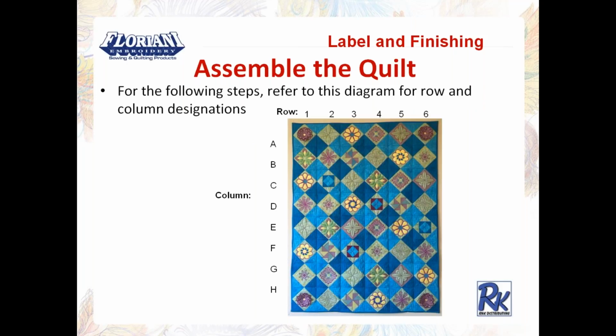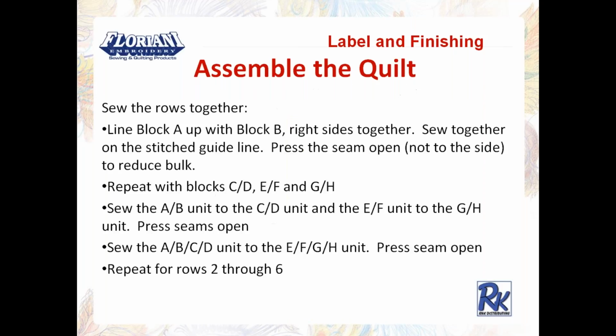The next thing we're going to go over is our reference for our row numbers and our column letters. This is a diagram of the finished quilt. So our rows are going to go across the top, 1, 2, 3, 4, 5, and 6, and then A through H in our columns going down the side. So this is your reference, and we're going to go on to assembling our rows and columns.